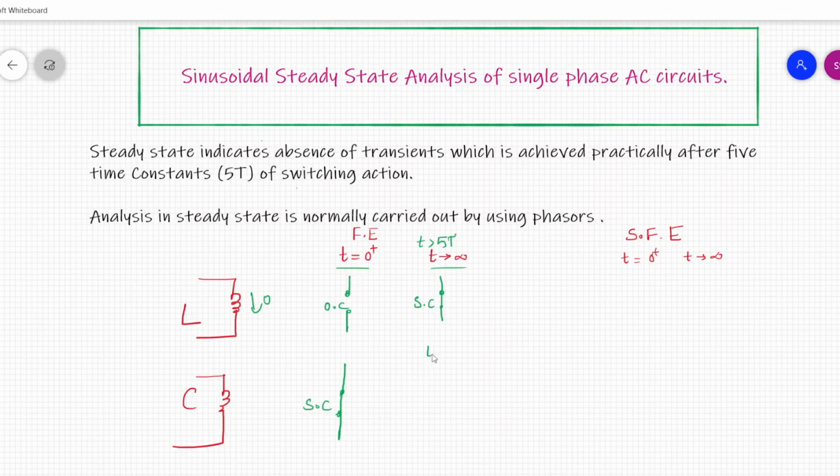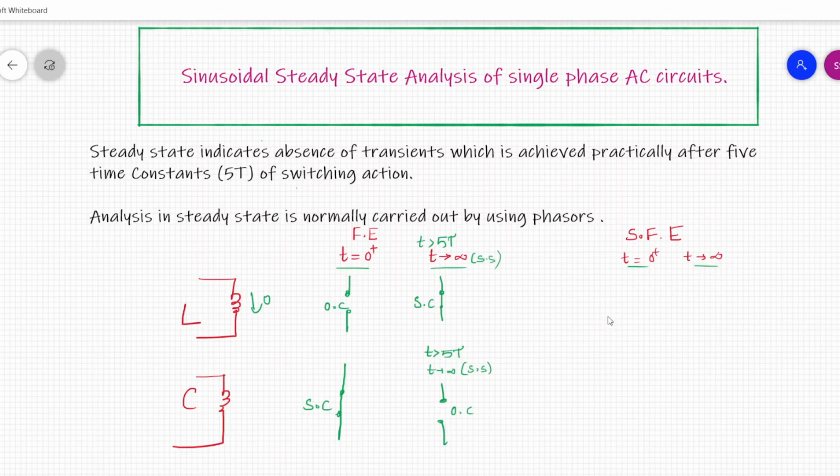Now after five time constants, that is t greater than five time constants, or it is treated as t equal to infinity, this is the steady state condition. At this condition, the capacitor will be acting as an open circuit. We already saw this. Now let us see the same for source free excitation.